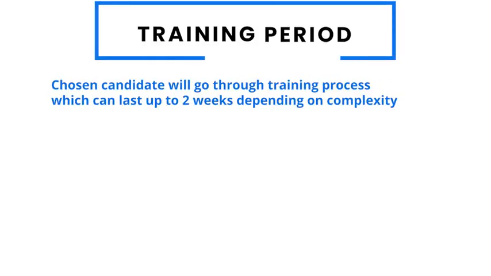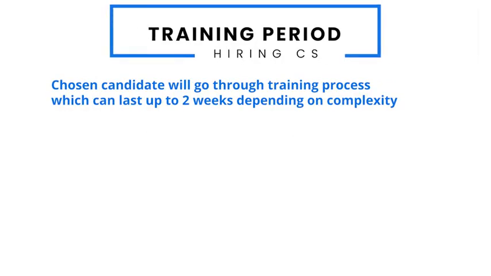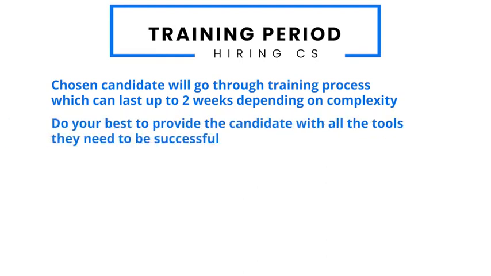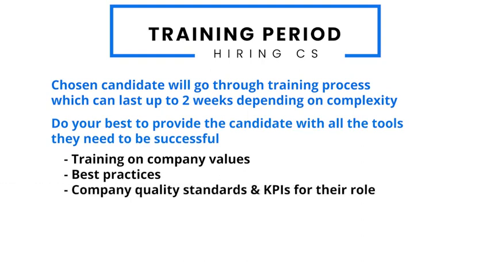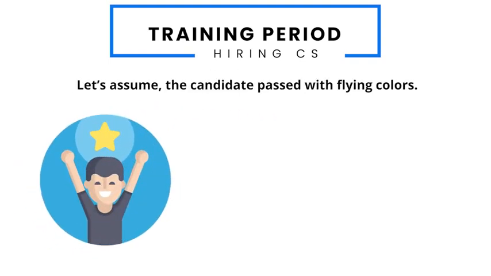At this point, your chosen candidate will go through a training process which can last up to 2 weeks depending on the complexity of the role. During this period, you'll be doing your best to provide the candidate all of the tools they need to be successful, such as training on company values, best practice, as well as company quality standards and KPIs for the specific role. We're going to be covering hiring in depth in video 6.9, so don't worry about it too much for now. Let's just assume that the candidates have gone through the training period and passed with flying colors.